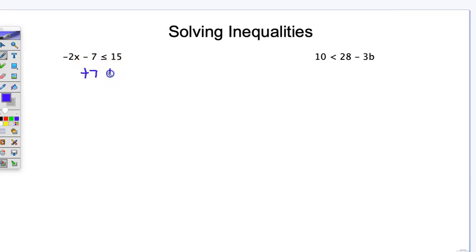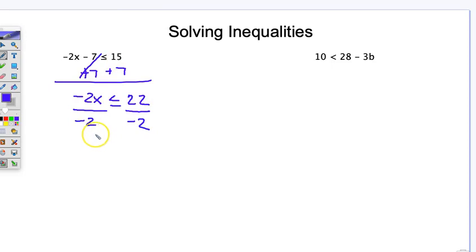In this one, I'm going to add 7 to both sides, bringing down negative 2x, less than or equal to 15 plus 7 is 22. Oh, we're going to divide by a negative number. When you divide or multiply by a negative number, we're going to reverse that inequality. So negative 2 divided by negative 2 is 1x. Let's go ahead and reverse or flip the inequality. Instead of less than or equal to, it becomes greater than or equal to. 22 divided by negative 2 is negative 11.